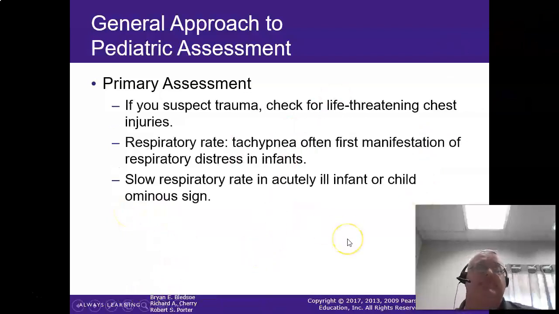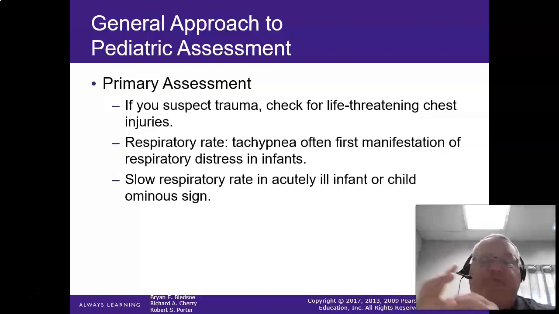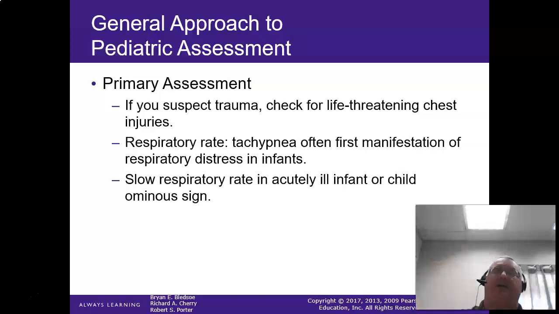And so keeping this pulse ox on might be a little bit of a trick, okay? But pulse ox does actually tell us a lot of things about a kid and how their status is. Again, if you suspect trauma, check for the life-threatening chest injuries. The respiratory rate, notice that. Are they breathing faster than they should, or not as fast as they should be?